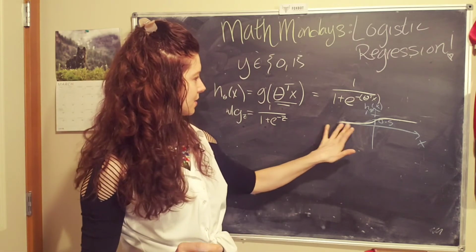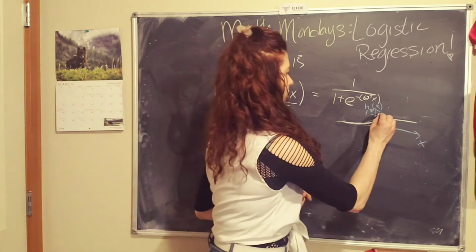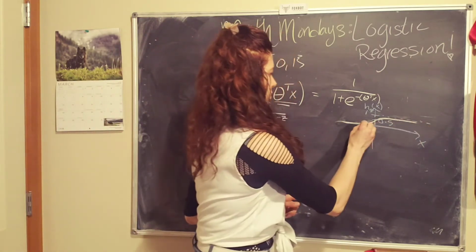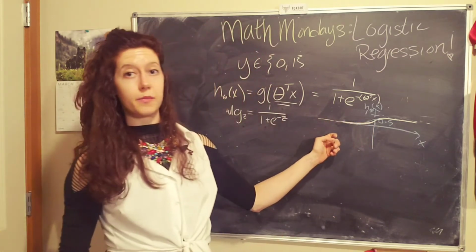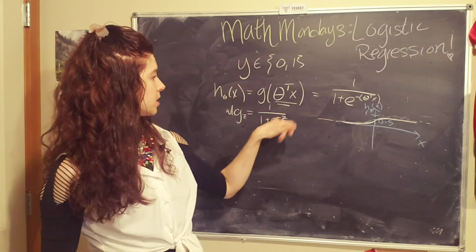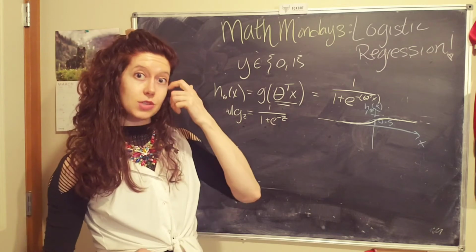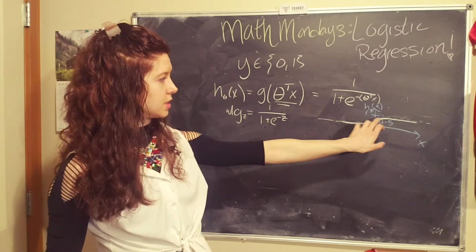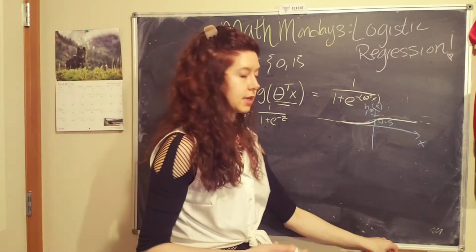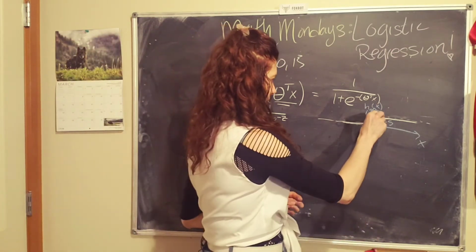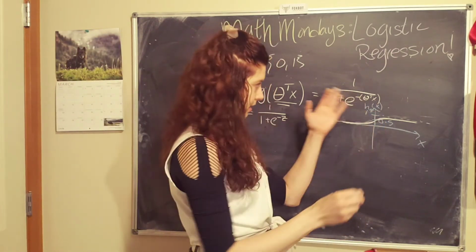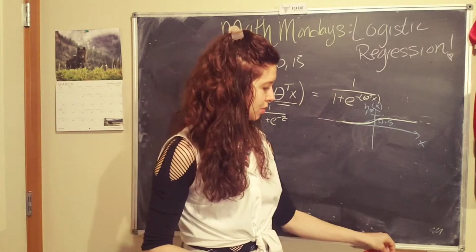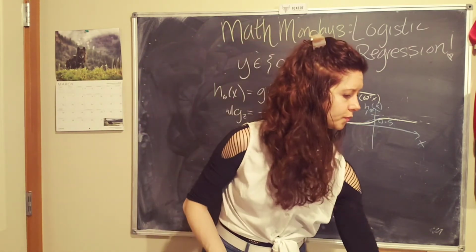The key also here is that there are asymptotes at 0 and 1. And so the output of the sigmoid function is always between 0 and 1. You can modify it so it crosses the vertical axis at a different spot. But as it is written here, it is always going to be between 0 and 1.